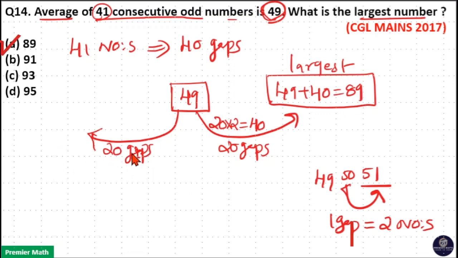Now there are 20 gaps before 49. Middle number is 49. So 20 gaps before 49 means 20 into 2, 40 numbers before 49. So 49 minus 40, 9 is the least number here. But here we need to find the largest number, so you don't need to do this. If you know the concept, you can find the answer in just 5 seconds. Here 89, option A is your right answer.